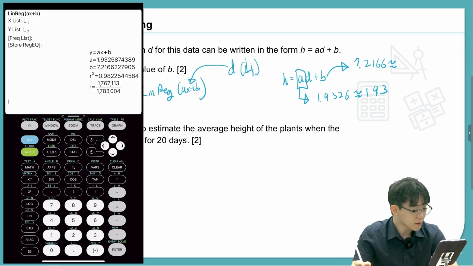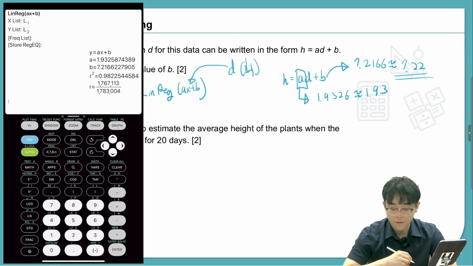Okay. So we can write that as 7.22, actually. Yep, so the value of A and B will be 7.22 and 1.93. Okay.